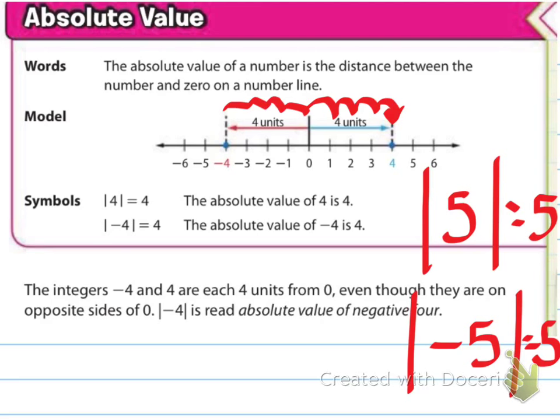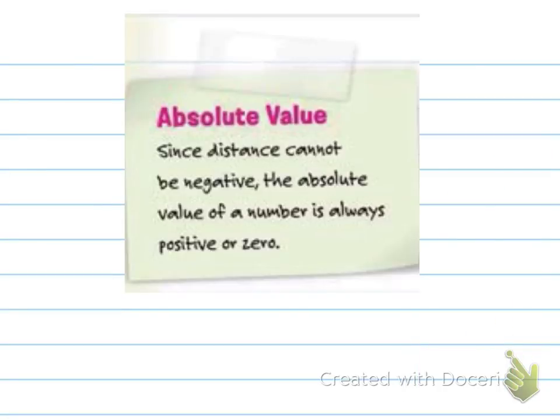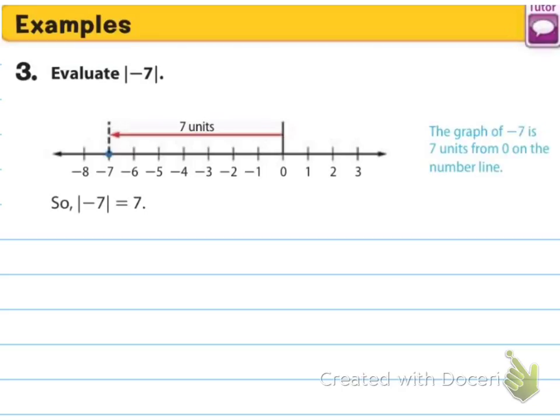Now the integers negative 4 and positive 4 are each 4 units from 0, even though they are on opposite sides of 0. So the absolute value of negative 4 is read as absolute value of negative 4. Since distance cannot be negative, the absolute value of a number is always positive or 0. Okay, because we're talking about the distance from 0. We don't go negative when we're going to count the distance from 0. Although it could be 0. It can't be negative though.